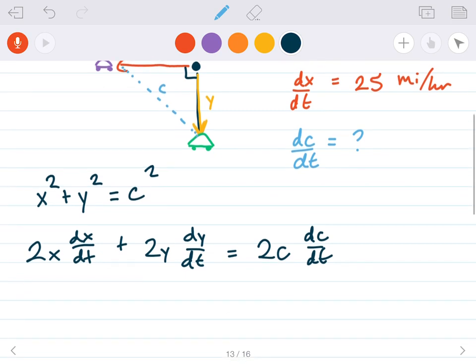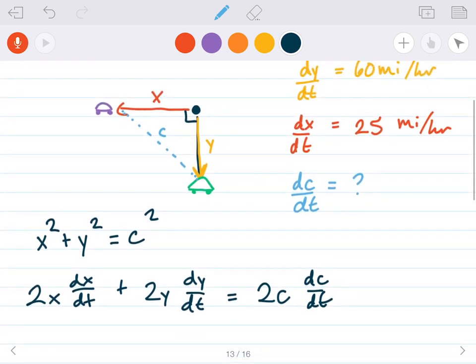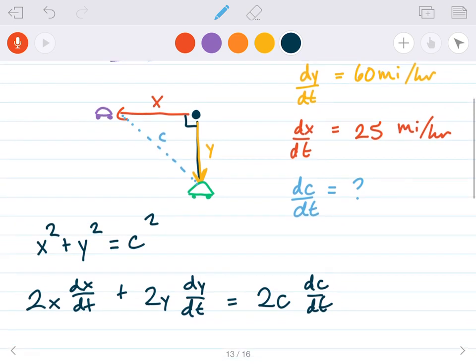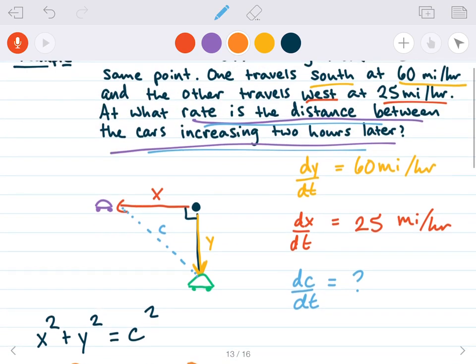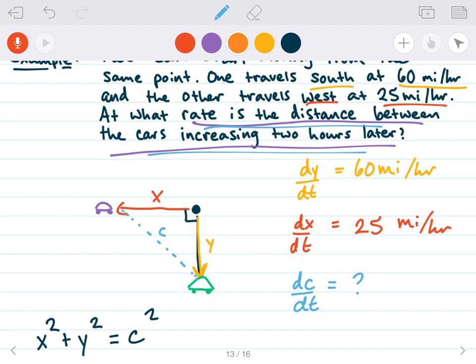Okay. All right, let's see. So now all we really have here is dx dt. So what do we need? We need to figure out what c, y, and x are. If we figure out what these three things are, we're good, because we already know what this is, we already know what this is, and all we have to do is solve for dc dt. So how do we find out what x, y, and c are from this information? Well, we just have to look at the last sentence. They say 2 hours later is the distance we're interested in.